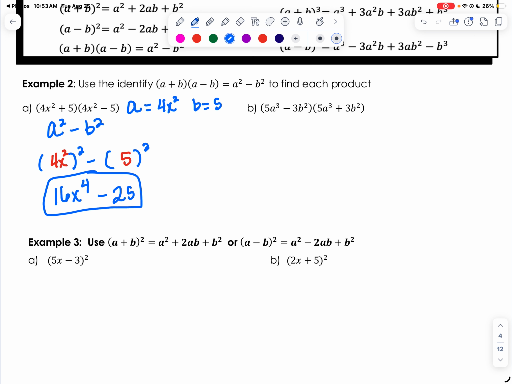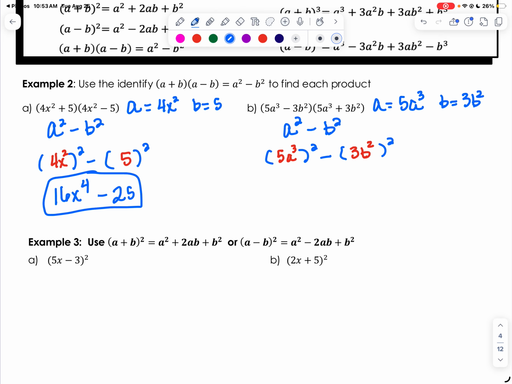All right, problem B. 5a cubed minus 3b squared times 5a cubed plus 3b squared. So in this problem, our a term, or our first term, is 5a cubed. Our b term, our second term, is 3b squared. Remember, ignore the signs. All right, the identity we will be using is a squared minus b squared. So I'm going to replace my variables with parentheses, and then I'll plug in my first term, 5a cubed, and plug in my second term, 3b squared.